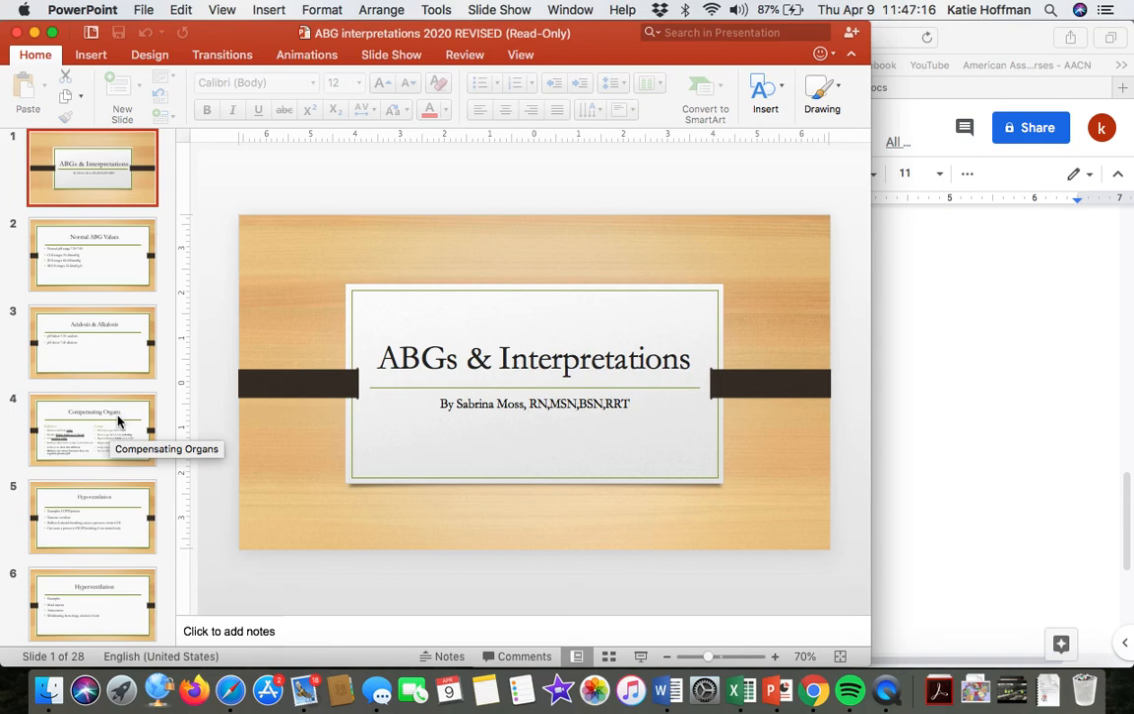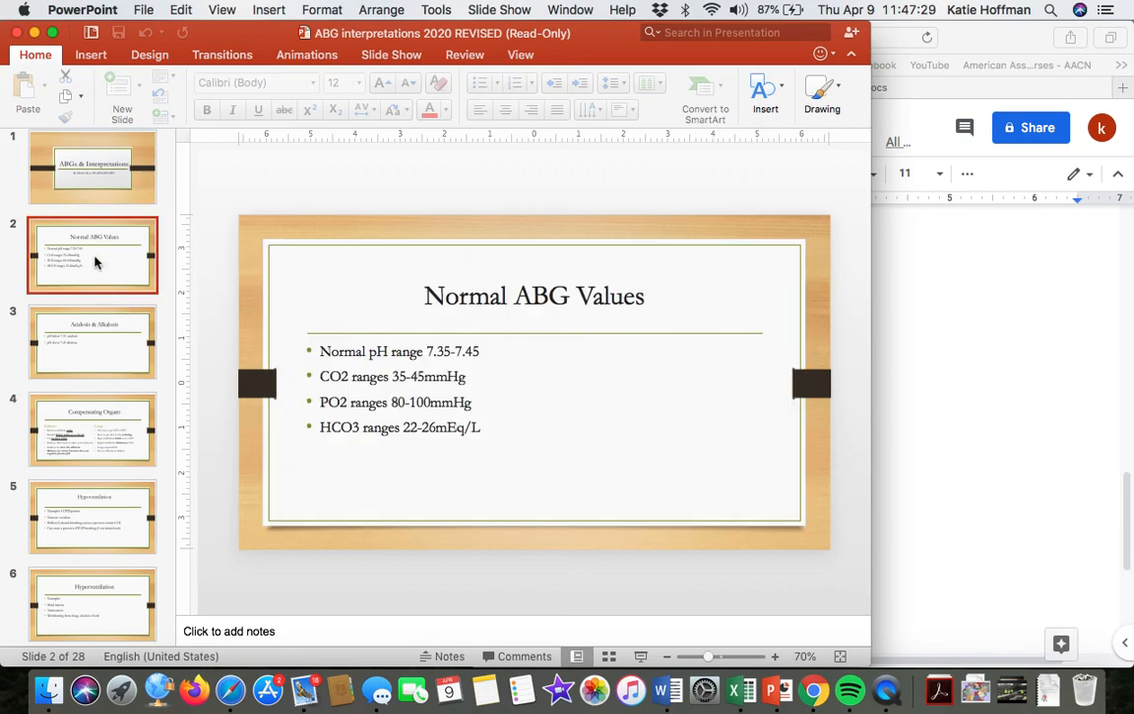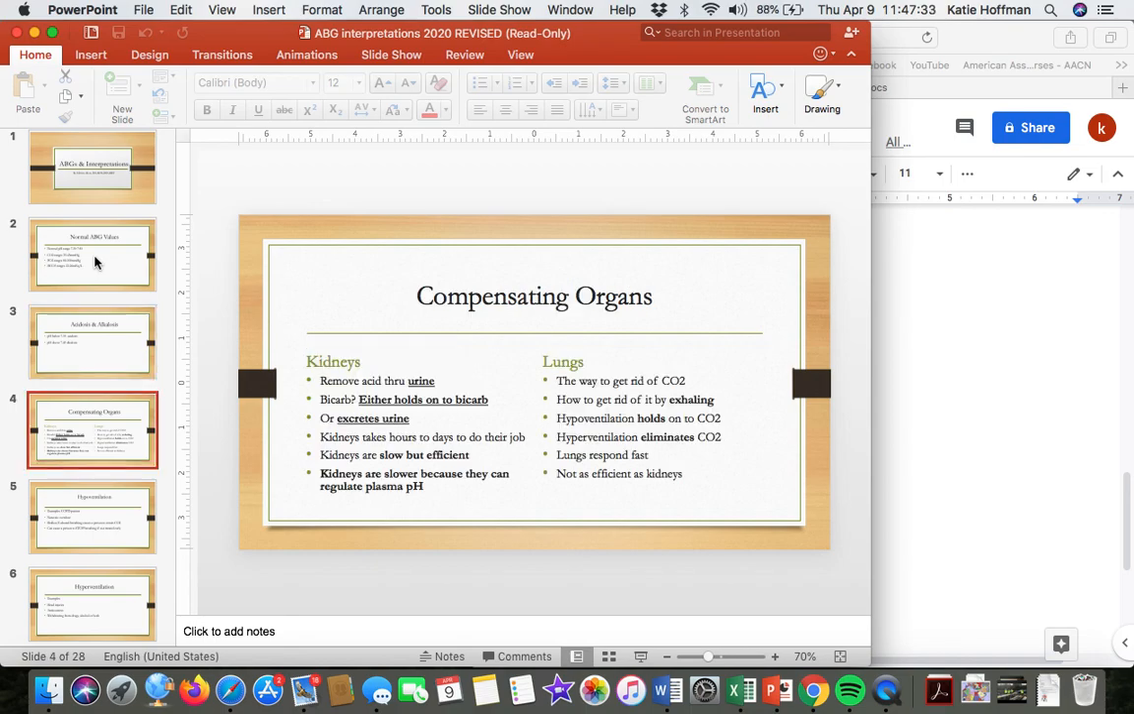So Kevin and I are both going to explain our take on ABG interpretation. They're slightly different, both correct, but I think that depending on the person who's listening, one may be more helpful than the other. So starting off, we will come back to ABG values when we do the interpretations. I'm going to let Kevin just kind of hit really quickly on this compensating organ slide because it's really helpful.